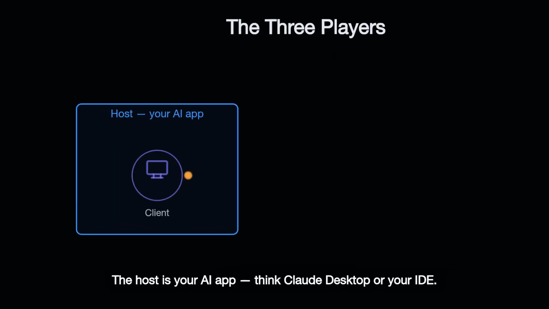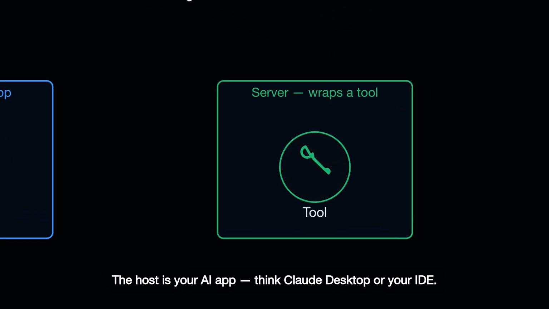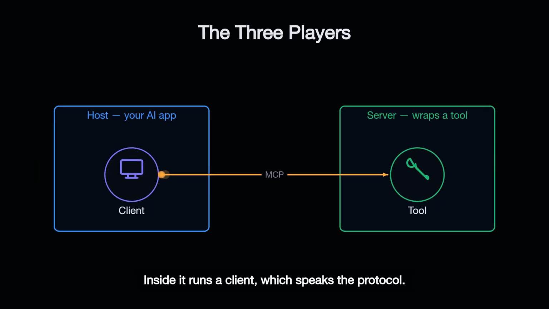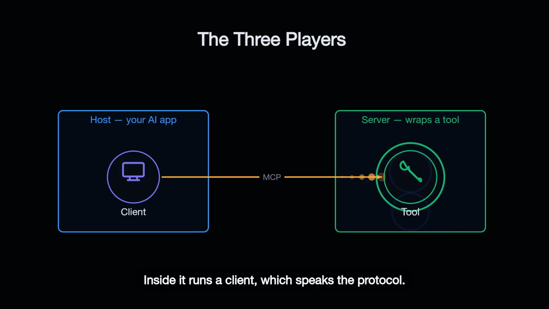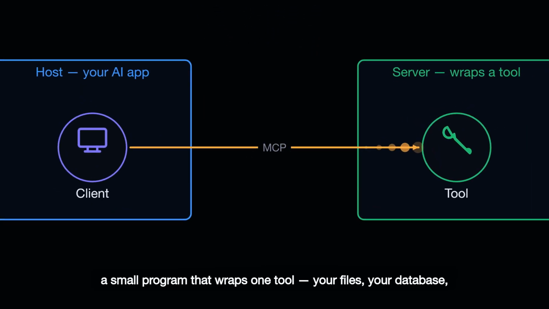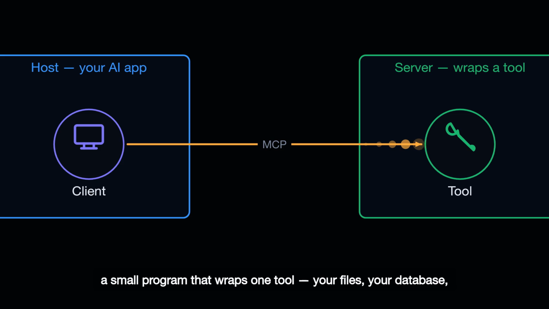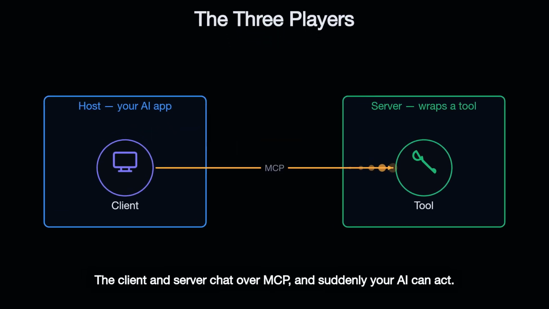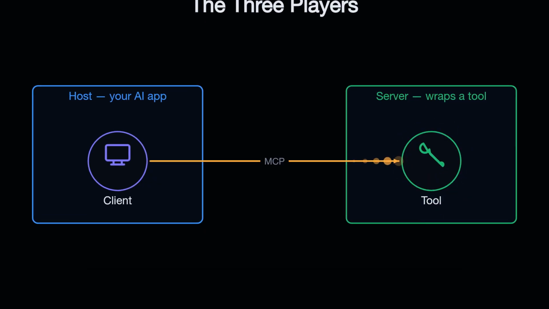MCP has 3 players. The host is your AI app. Think Claude Desktop or your IDE. Inside it runs a client, which speaks the protocol. And on the other side sits a server, a small program that wraps one tool, your files, your database, an API. The client and server chat over MCP, and suddenly your AI can act.